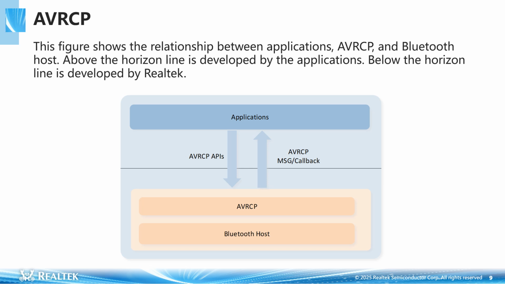This figure shows the relationship between applications, AVRCP, and Bluetooth host. Above the horizon line is developed by the applications. Below the horizon line is developed by Realtek. The application performs AVRCP operations by calling the API and receives the corresponding events and statuses through a callback.